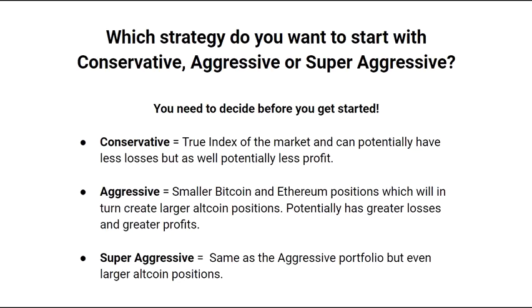Conservative equals a true index of the market and can potentially have less losses, but as well potentially less profit. Aggressive equals a smaller Bitcoin and Ethereum position, which will in turn create larger altcoin positions, potentially has greater losses and greater profits. The super aggressive setting is the same as the aggressive portfolio, but even larger altcoin positions.